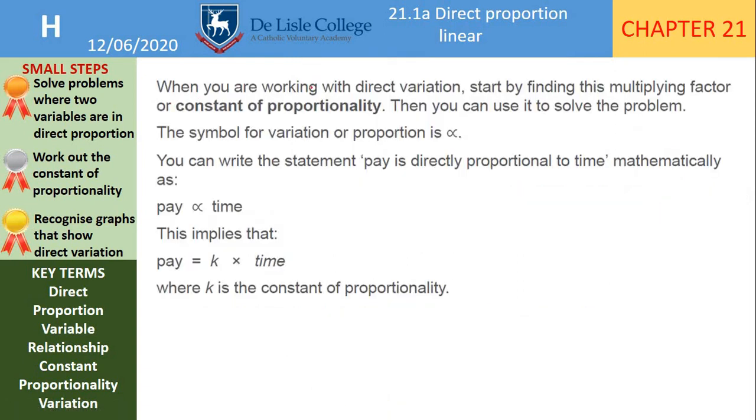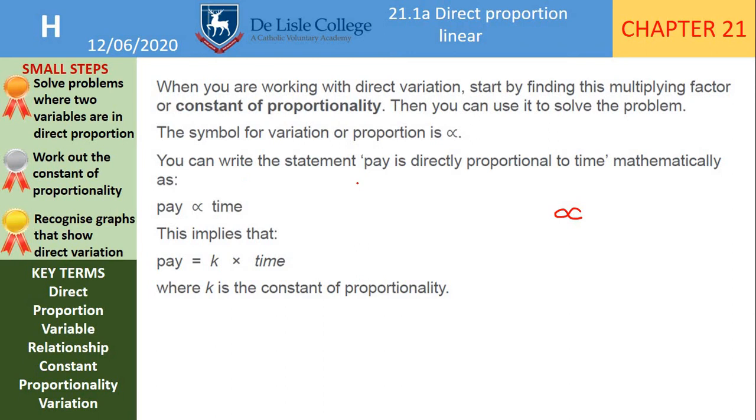So when you are working with direct variation, we start by finding the multiplying factor, or the constant of proportionality. So in the example, that was the 30. Then you can use it to solve a problem, which we'll look at in a moment. The symbol for variation or proportion is this symbol here.